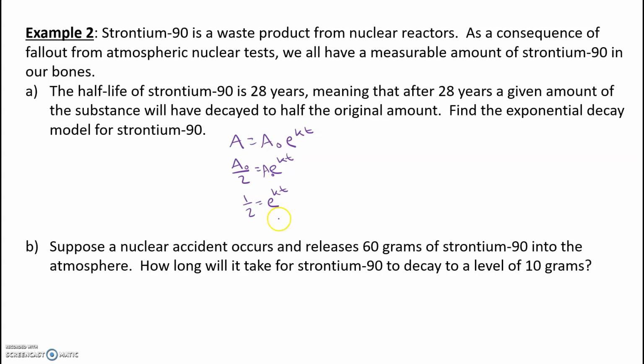Let's plug in our pieces. So we're going to have 28 years is our time, so 1/2 equals e to the 28k. We want to find k again, so we're going to take the natural log of both sides. Bring that exponent down in front, use our power rule. And natural log of e is still 1. Divide both sides by 28.